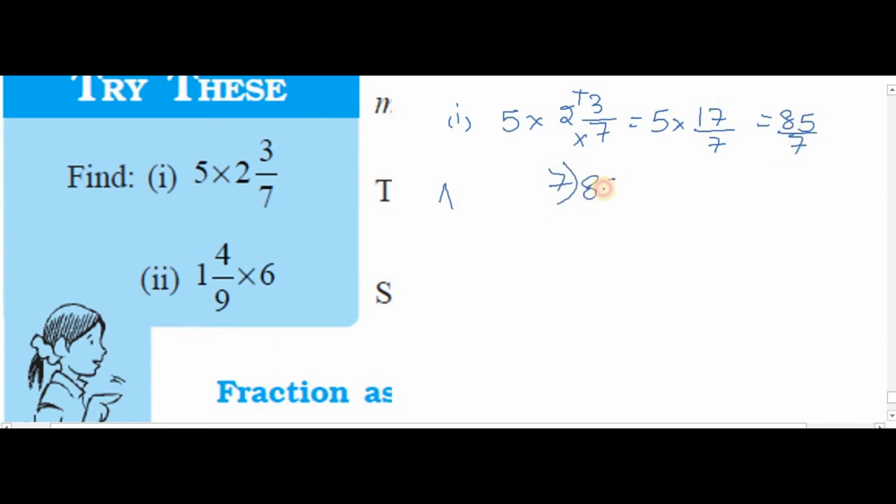We have to convert this into a mixed fraction. 7 twos are 14, and now we can write 12 1 by 7.